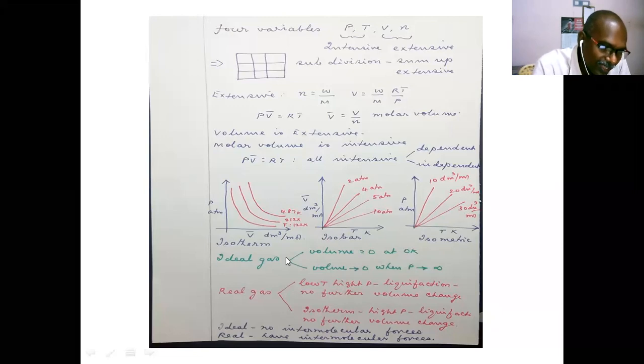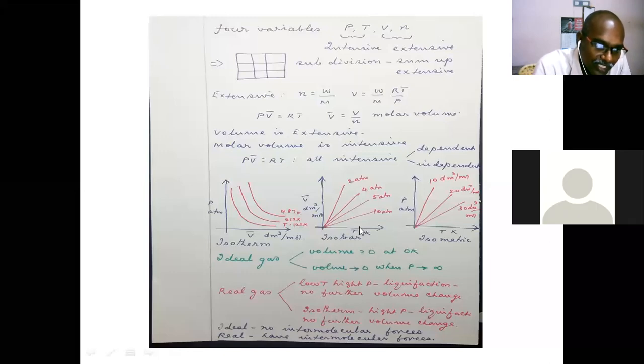And also for an ideal gas, volume is tending towards zero when pressure is tending towards infinity. Look here, in these two things, volume becomes zero at 0 Kelvin, and also volume approaches zero when pressure approaches infinity. So what is a real gas? At a low temperature and high pressure, see, when pressure is high and temperature is low, volume becomes zero for an ideal gas.